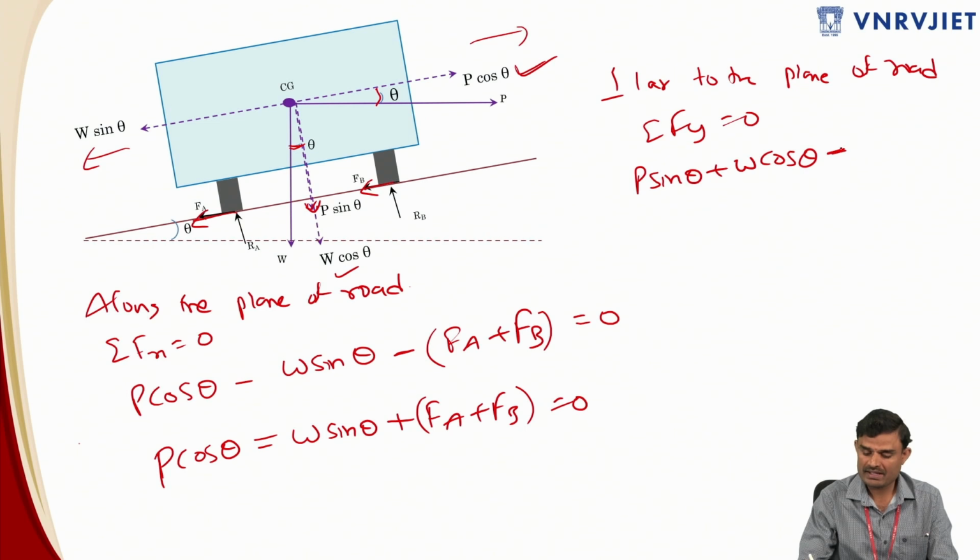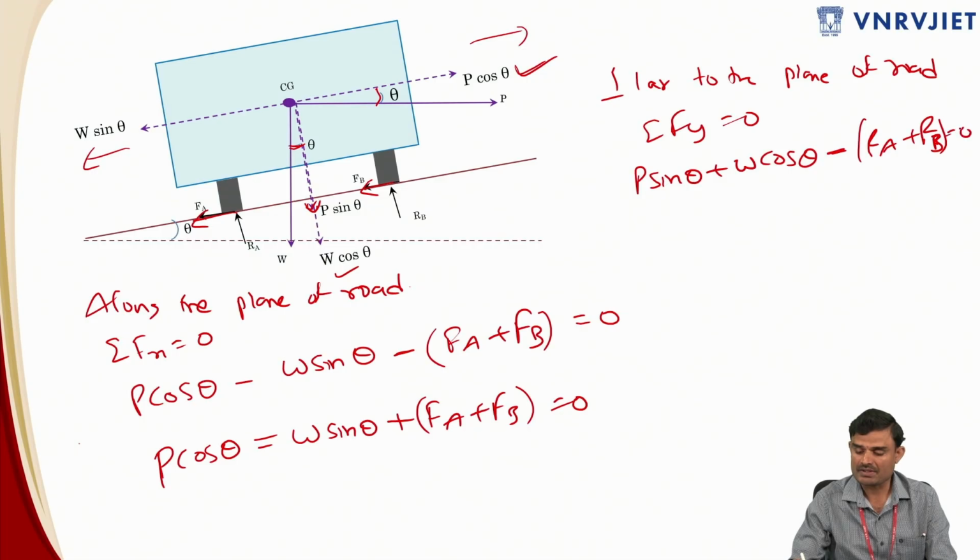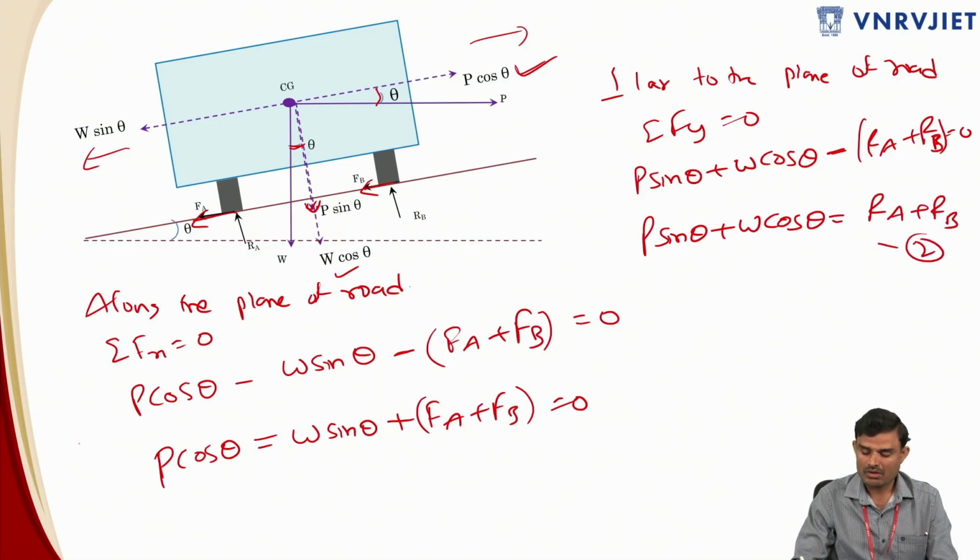Okay, so therefore minus R and RB are acting upwards, so they will be in the negative direction, so I'm taking minus common. RA plus RB is equal to 0. So from this you can write it as P sin theta plus W cos theta is equal to RA plus RB. This is equation 2. Now you try this equation, which is 1 over here, so I'll simplify this.